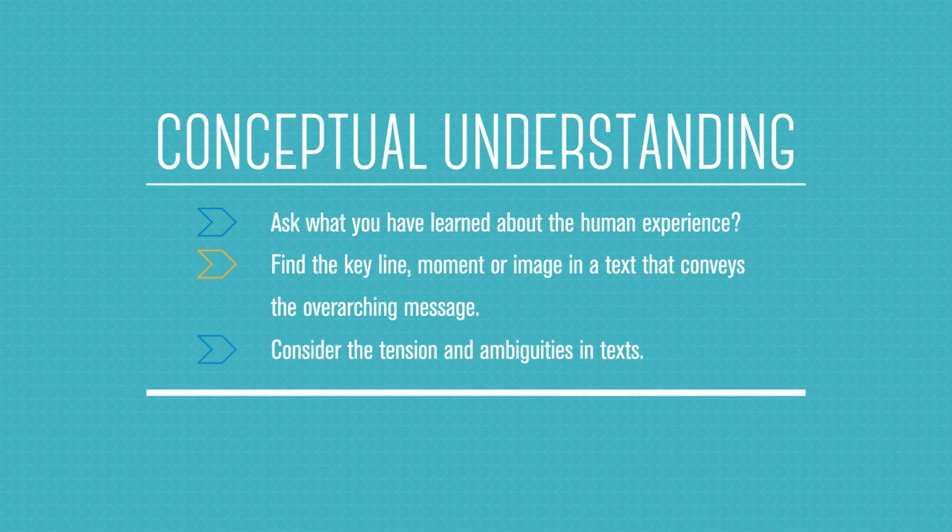You also need to consider the tension and ambiguity in texts. So what's the tension, for example, in Billy Elliot, between a young man who wishes to dance and leave his town behind, and then also the loyalty and love that he feels for his father and not wanting to let him down?